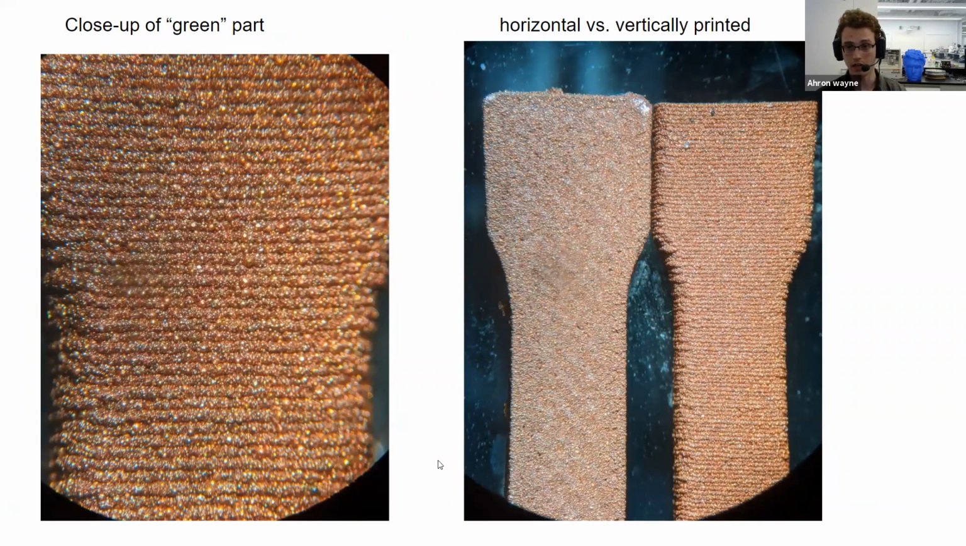Here's a view of a couple of parts that have been printed. These are dog bones. So these are the green parts, or the parts that still have plastic in them. And we can see the layer lines for a vertically printed part with the copper embedded in it. And then we can compare it to a horizontally printed part. So a lot of the same considerations for regular 3D printing apply to this. You've got to be careful with your overhangs and bridges and things that, if you're used to regular 3D printing, you're aware of.